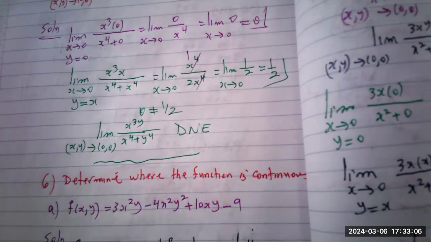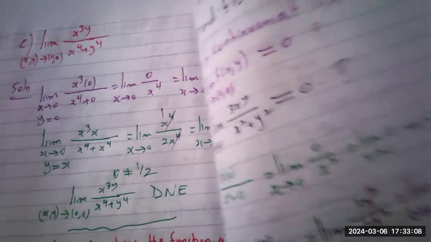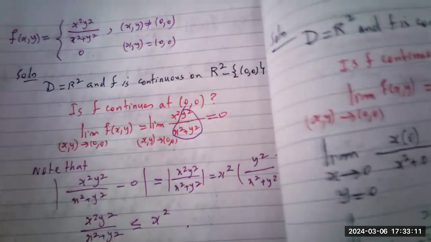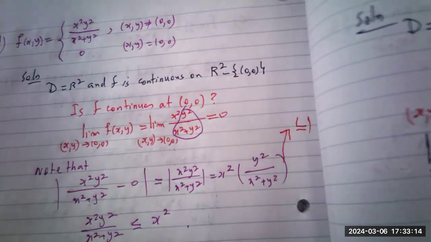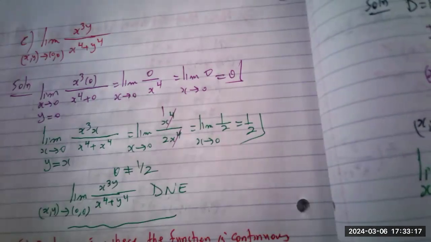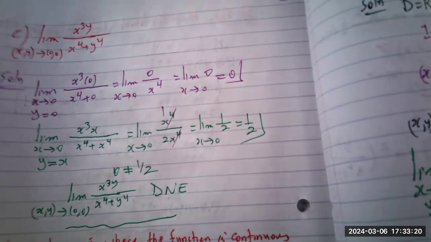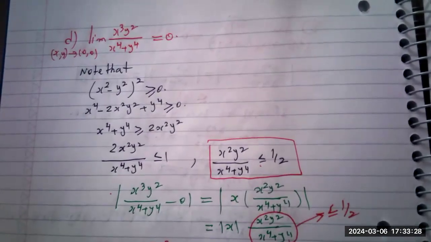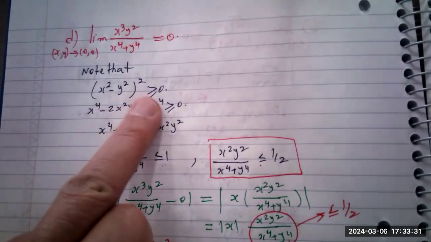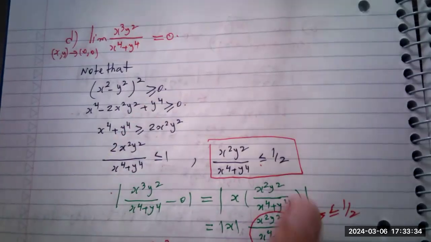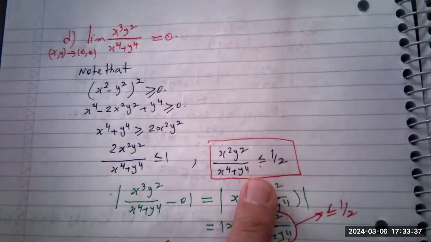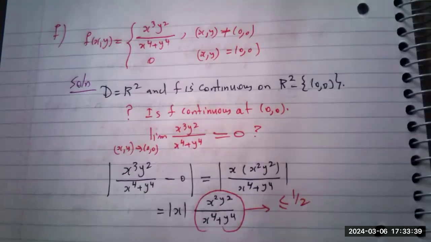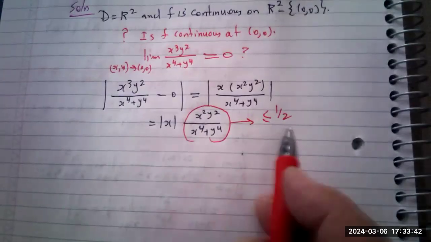Yes, this is the one that I proved for you. Remember, we start with x squared minus y squared, whole squared, bigger than or equal to 0, and we create this inequality, so we can use it anytime you like. So getting back here, this is less than or equal to 1/2.